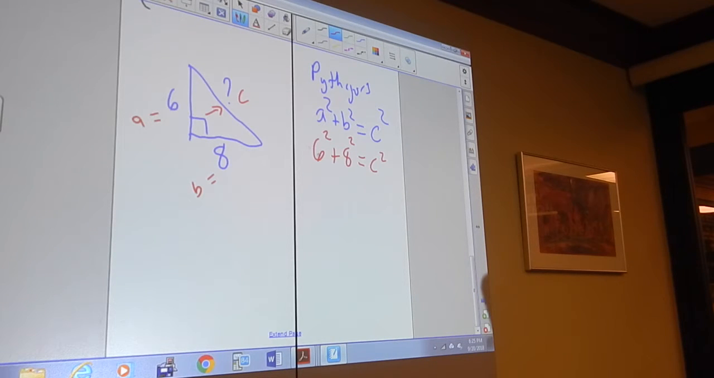Going through the process, 6 squared is the same as 6 times 6, which is 36. 8 squared is the same as 8 times 8, which is 64. And that equals C squared. Simple addition right here: 36 plus 64 gives me a good 100. And 100 equals C squared, and we're almost done. The last part is the question wants to know what C is. It doesn't want to know what C squared is. So you have to divide it.